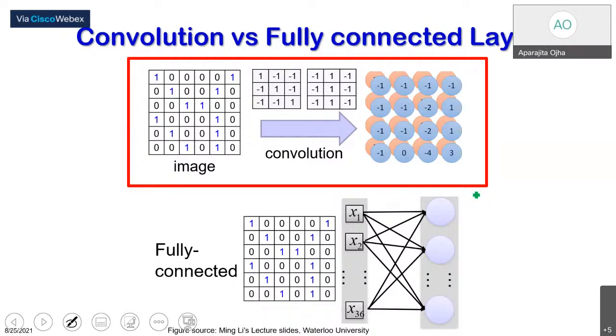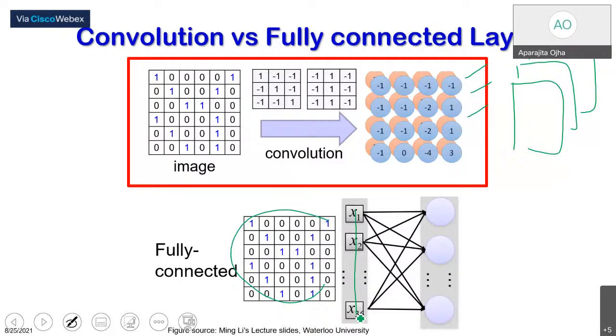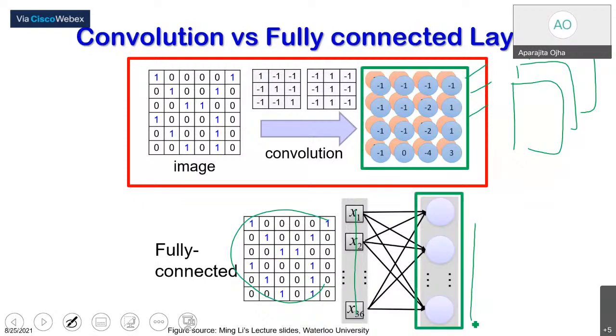Now, this is a picture that I've taken from Professor Ming Lee's lecture slide. If you have an image, you use the convolution operation, and you get outputs of this type. These are basically activation maps that you get. In the case of a fully connected layer, the 6 cross 6 image will be flattened to make a 36 dimensional vector, and then this is sent to the fully connected neural network. That is how it happens.